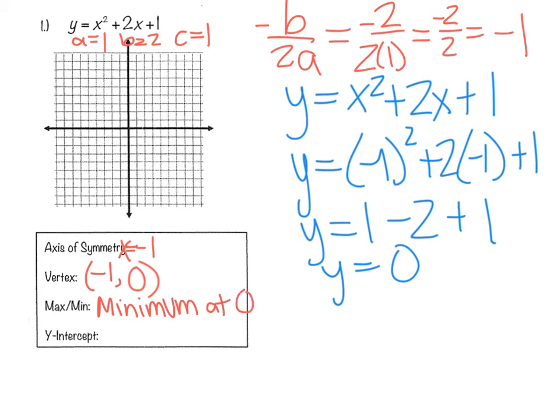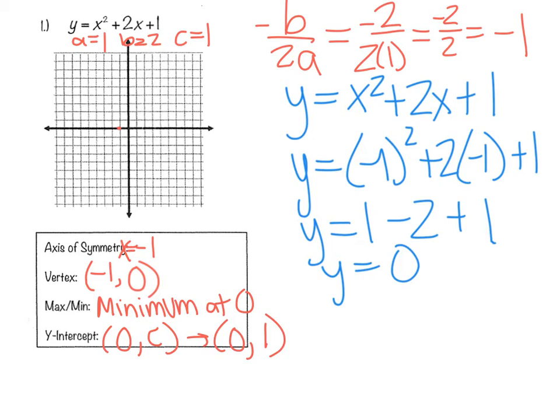And then finally the y-intercept. If you guys remember from the notes, it's (0, c). So for this one, it's going to be (0, +1). Okay, so we can actually go ahead and graph our vertex at (-1, 0). And we have the y-intercept.